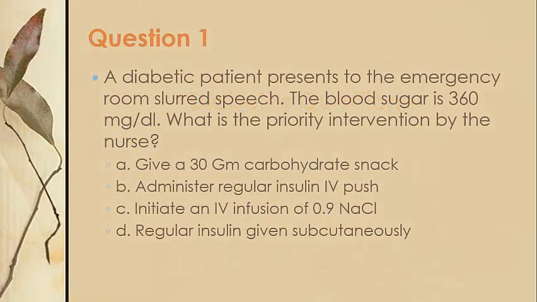A diabetic patient presents to the emergency room with slurred speech. The blood glucose is 360 milligrams per deciliter. What is the priority intervention by the nurse? Do we want to give a 30-gram carbohydrate snack? Administer regular insulin IV push? Initiate an IV infusion of 0.9 normal saline? Regular insulin given subcutaneously. What choice would you make?